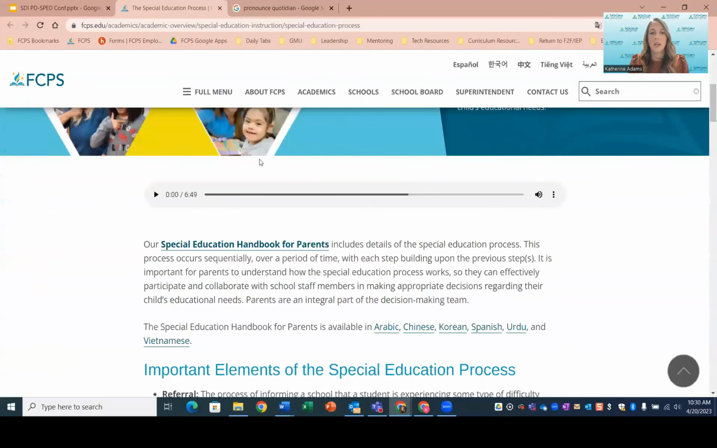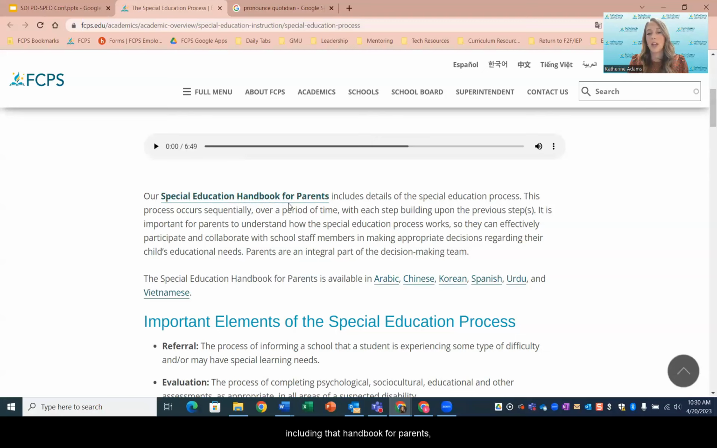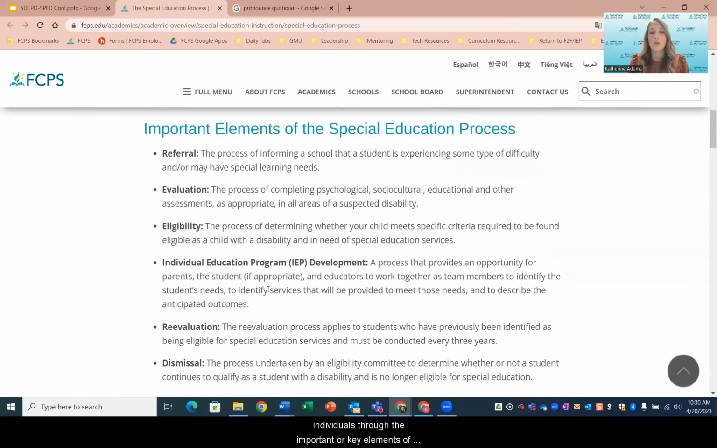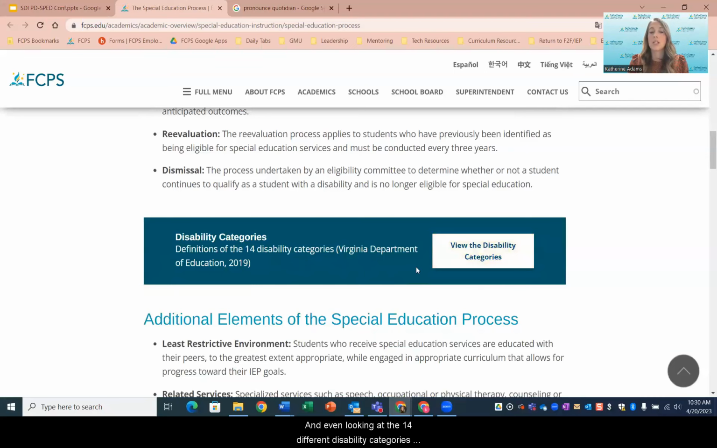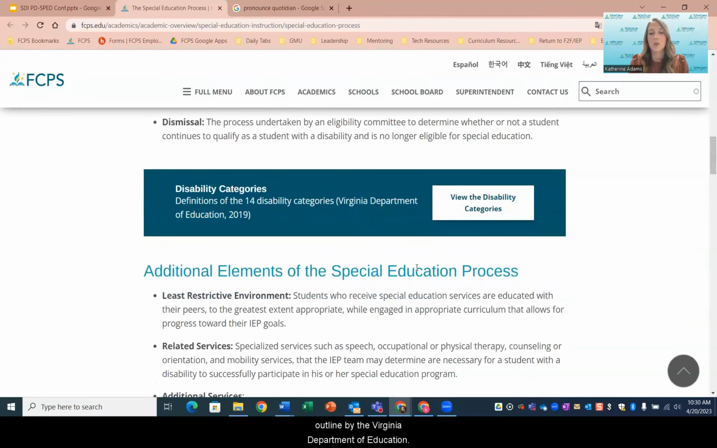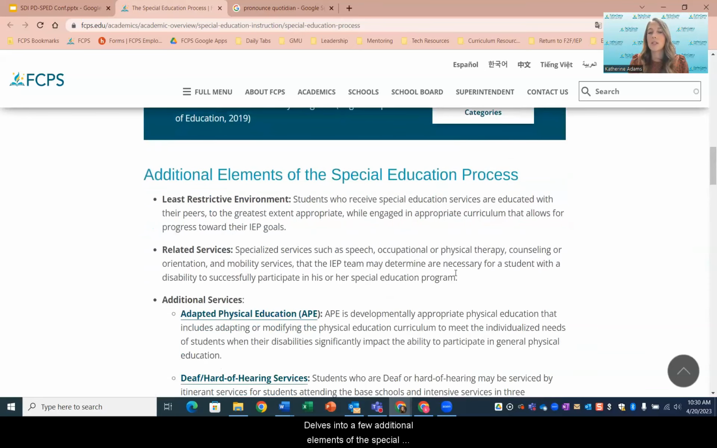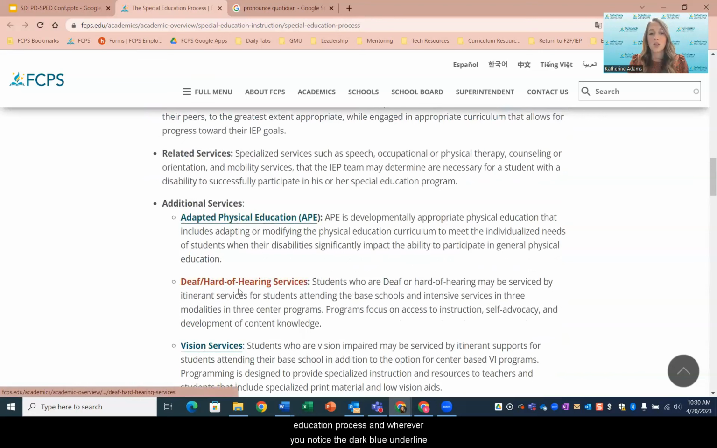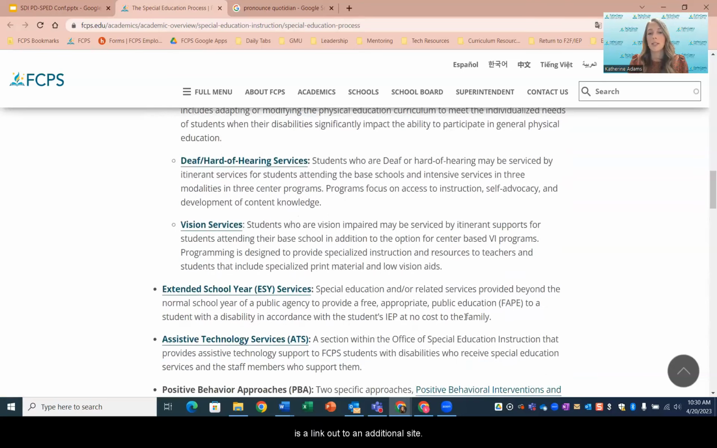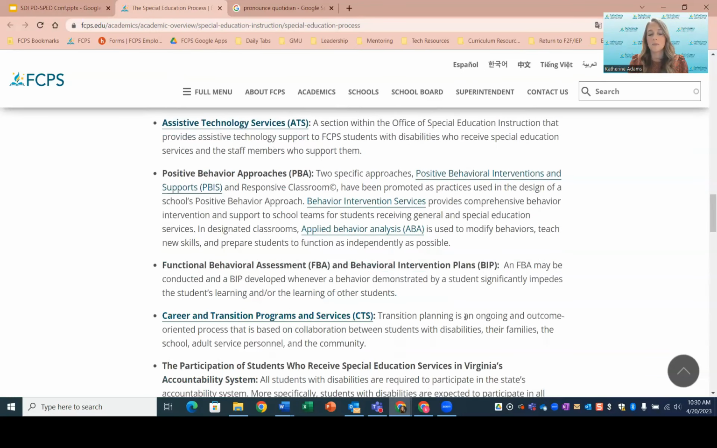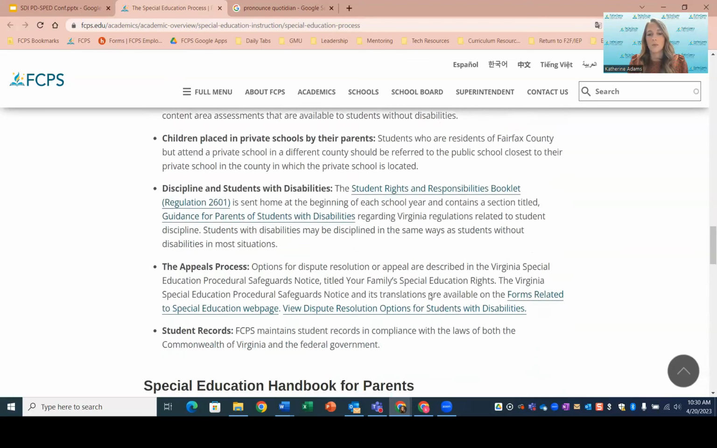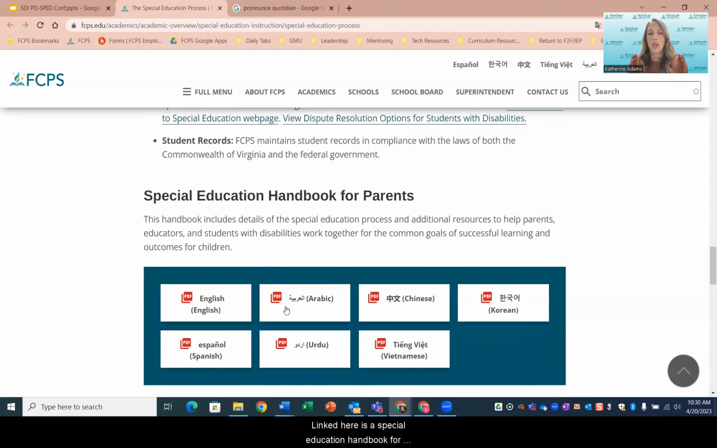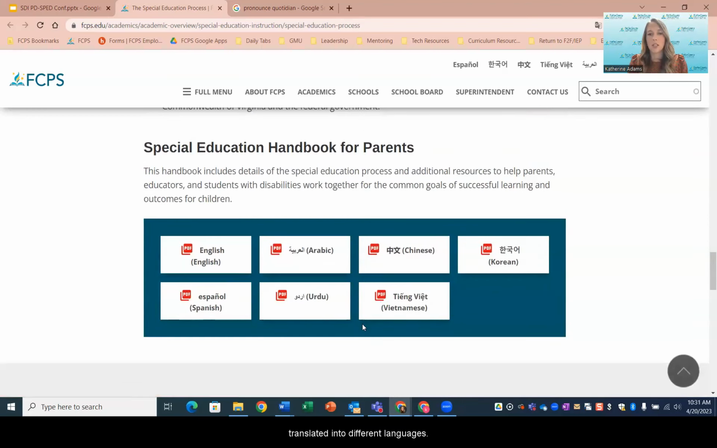Special education process. It includes a little bit about the special education process, including that handbook for parents, which is available in other languages as well. It walks individuals through the important or key elements of the special education process, and even looking at the 14 different disability categories outlined by the Virginia Department of Education. Delves into a few additional elements of the special education process, and wherever you notice the dark blue underline is a link out to an additional site. Linked here is the Special Education Handbook for Parents, as I mentioned previously, with, again, it translated into different languages.